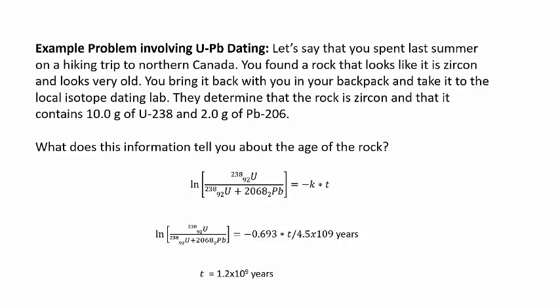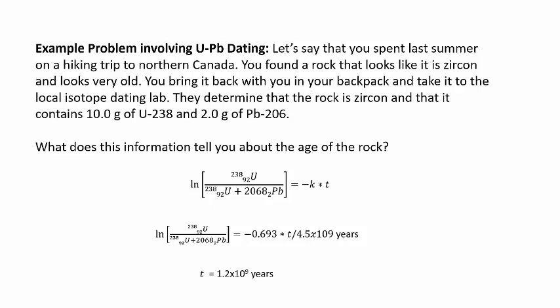And in this example problem, I say, let's suppose you go on a hiking trip to Canada and you bring back a rock that contains zircon, and you take it to a laboratory and someone does an isotope dating analysis, and you find that it contains 10 grams of uranium-238 and 2 grams of lead-206. Remember that lead-206 should not ordinarily be there unless it was produced as a result of the decay of uranium-238.